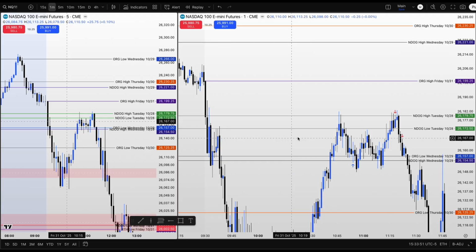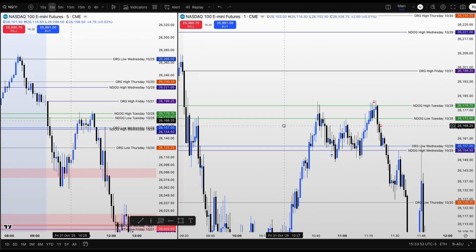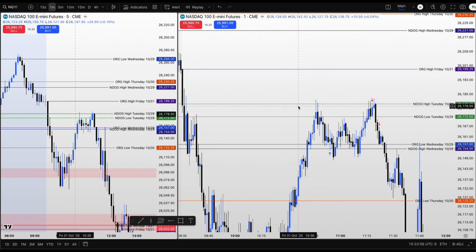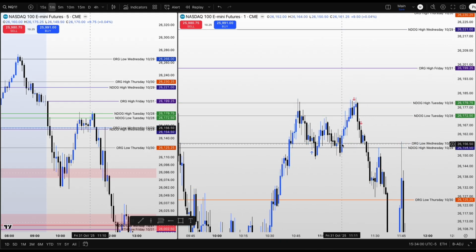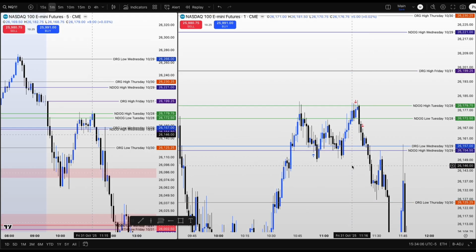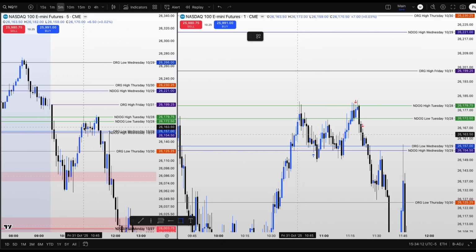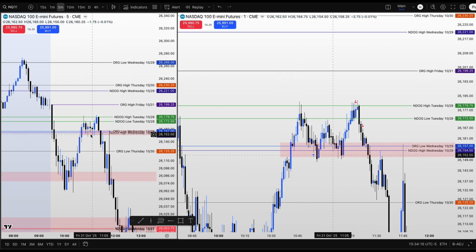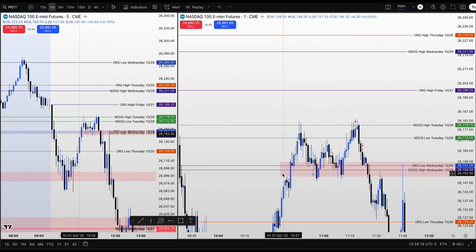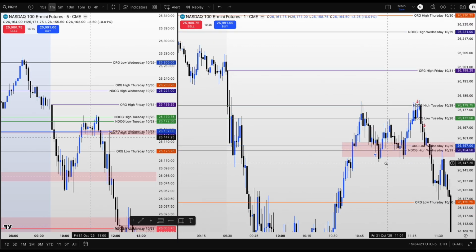Okay, so the narrative that I was using for this trade, as you can see, we had this new day opening gap and opening range gap very close. So this was a very strong level in price. On the 5-minute chart, we had this bullish fair value gap right here that overlaps both of these levels.